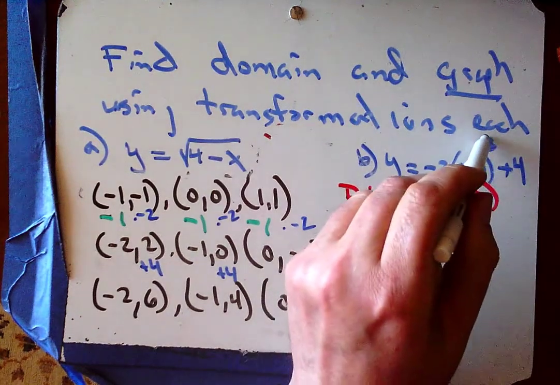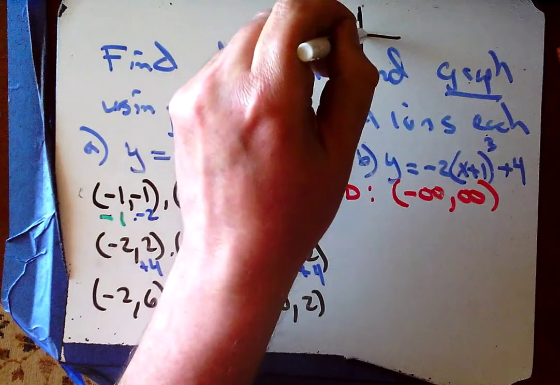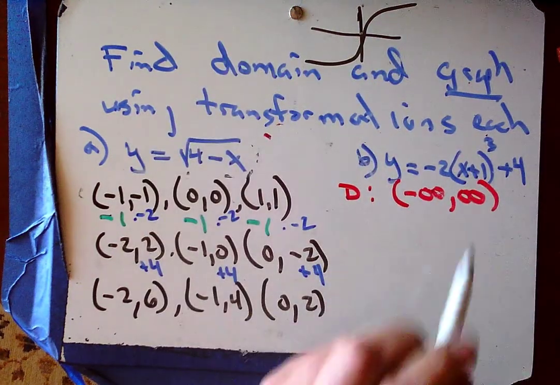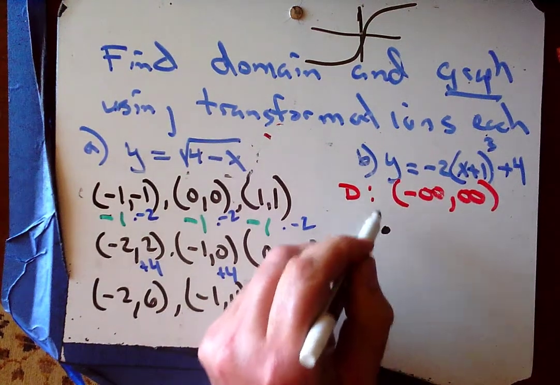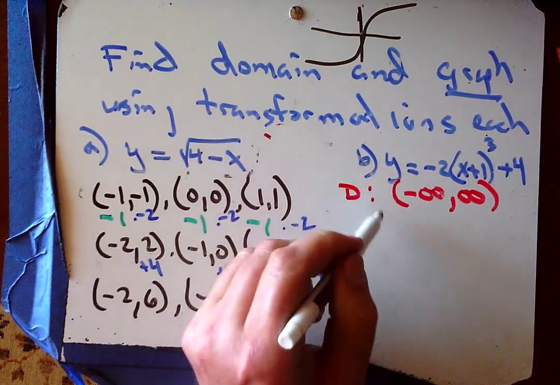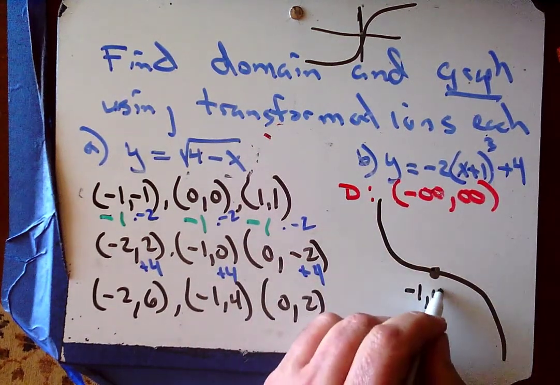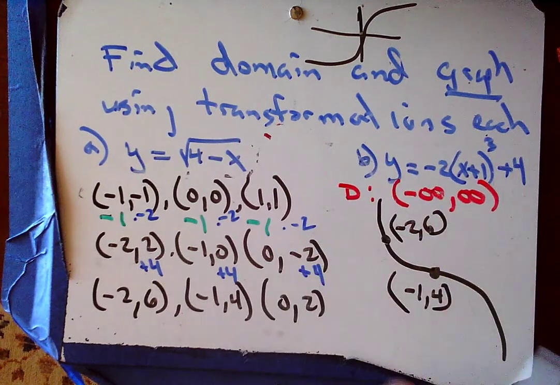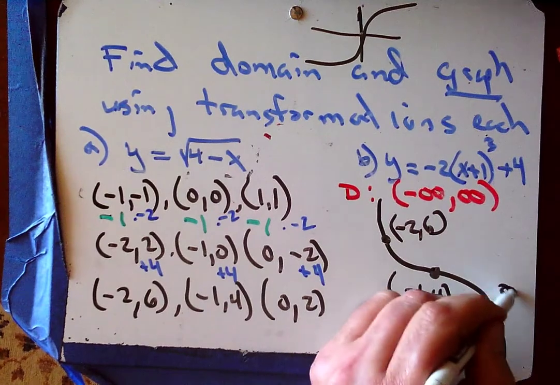Remember, we still need the characteristic shape of x to the third. Don't be drawing this. That's cube root of x. I need x to the third. So where are my points? Better yet, -1, 4, -2, 6, and over here I have 0, 2.